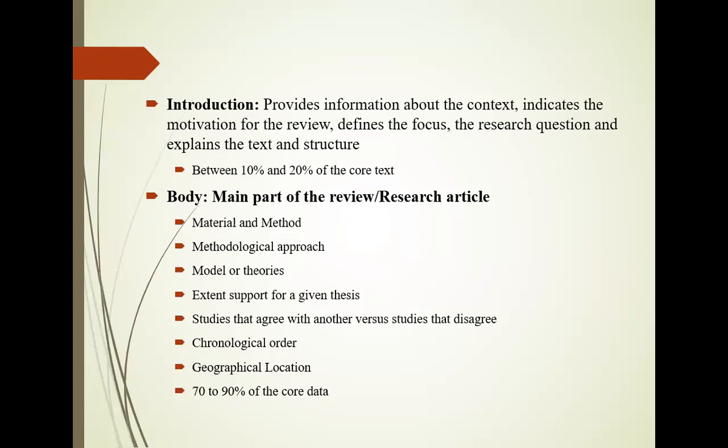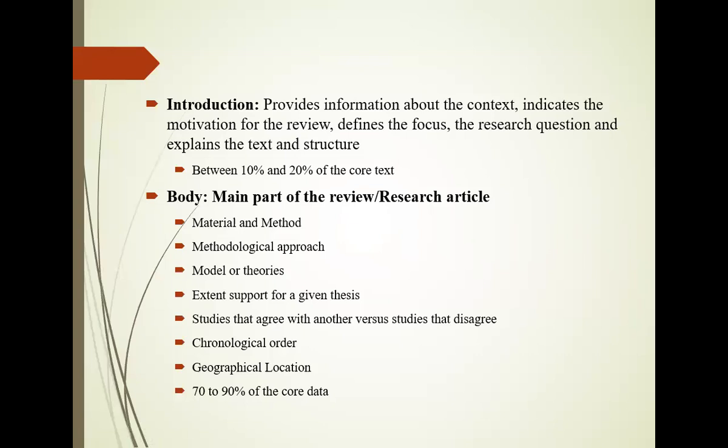So it's a part of the review article where you can do the comparison of the current studies, where we can agree or disagree. That comparison we can include in our review articles. Then the chronological order, geographical location. It is not that we permanently need to include this part, but it should vary depending on the topic that you have selected for your review article.